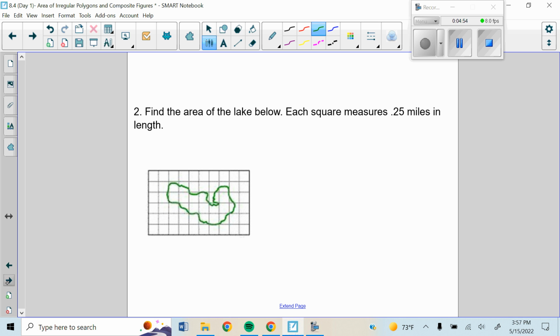Here it says, finding the area of the lake, each side is 0.25. So right off the bat, I'm going to take 0.25 and I'm going to square it. So my area is 0.0625 miles squared. All right, so pause the video here and I want you to go through and count full boxes and partial boxes and then complete the rest of this problem so we can double check.